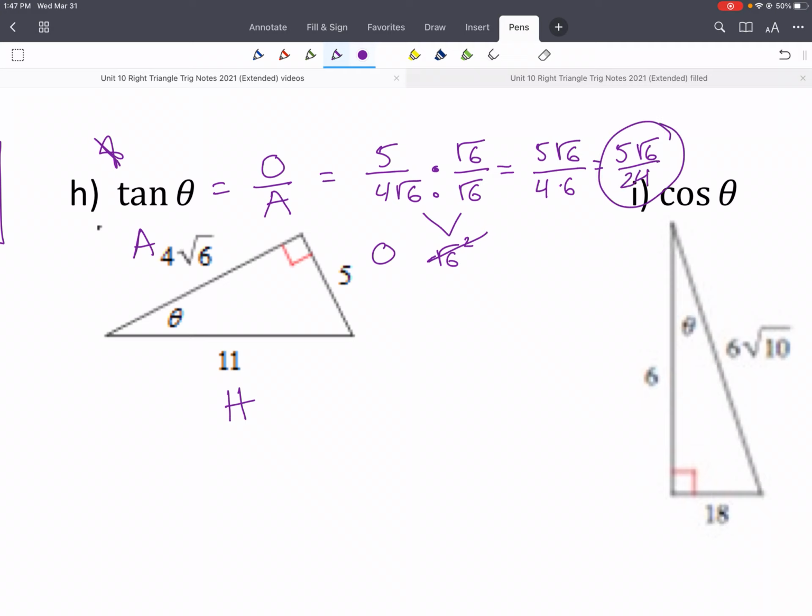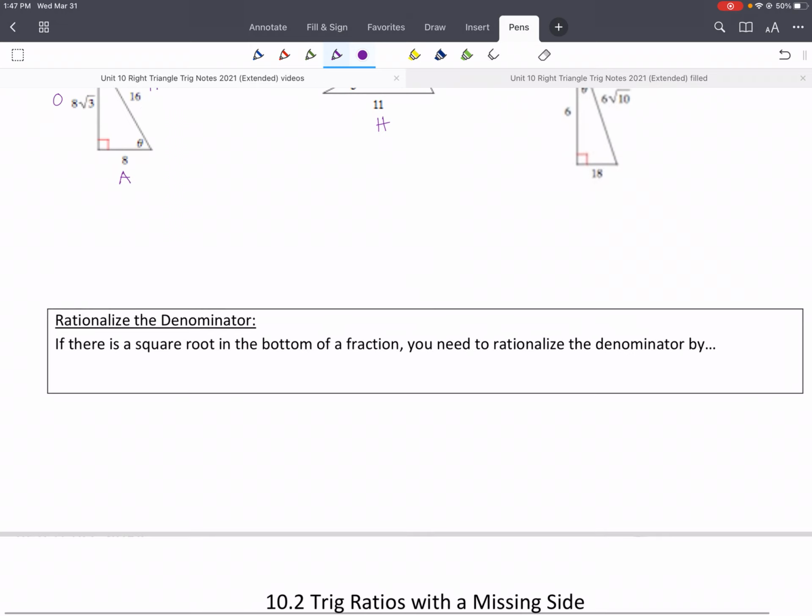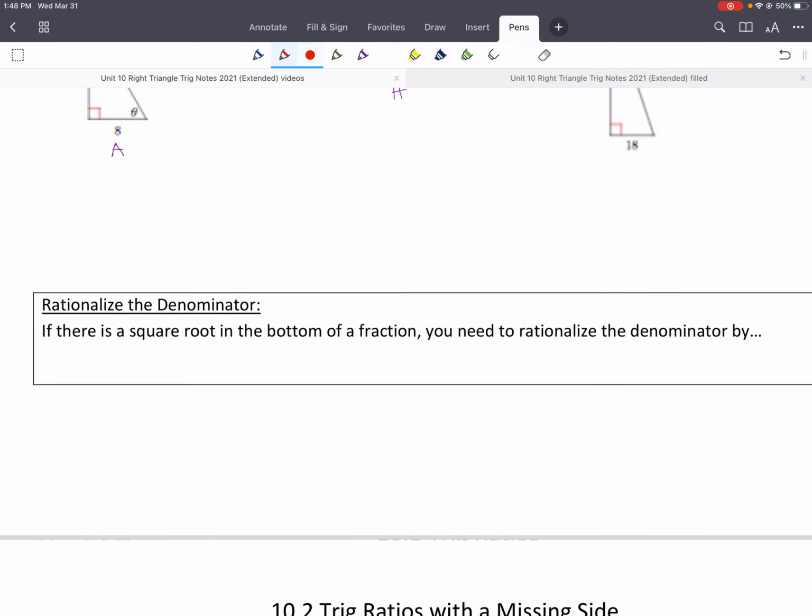Okay? So always, if we have a root in the bottom, we need to rationalize it. Okay? And here we can answer or put this in if we want. So if there is a square root in the bottom of your fraction, you need to rationalize the denominator by multiplying top and bottom by the root.